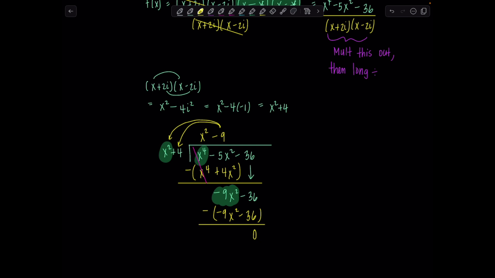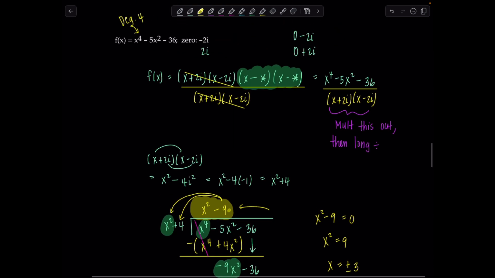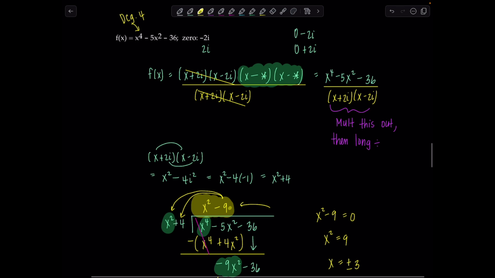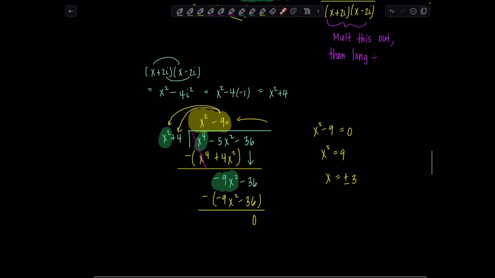Okay. Now, this is exciting because here's my quotient. So my remaining two zeros are sitting in here. So we set x squared minus 9 equal to 0, which means x squared equals 9. So x is plus or minus 3. So the problem asked me to find the remaining zeros. Technically, one of them was 2i, and then the other two plus or minus 3. So the remaining ones are 2i, 3, negative 3.